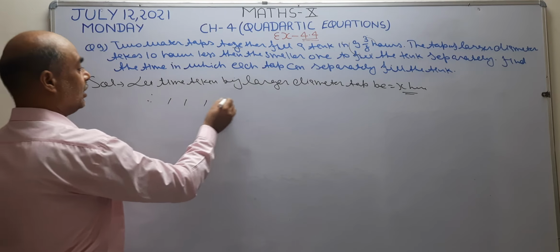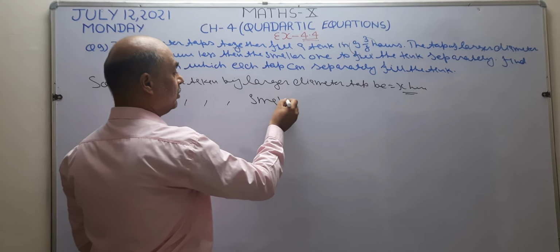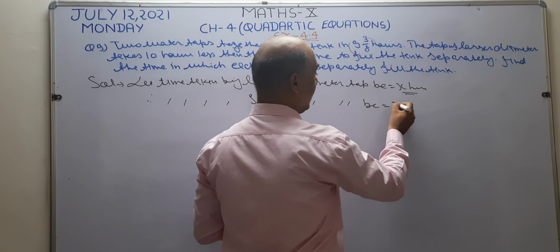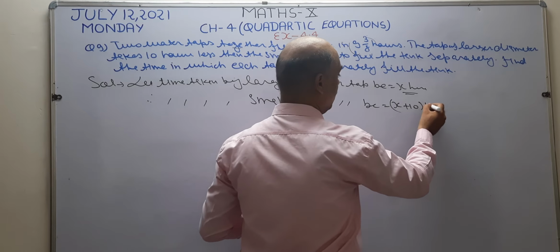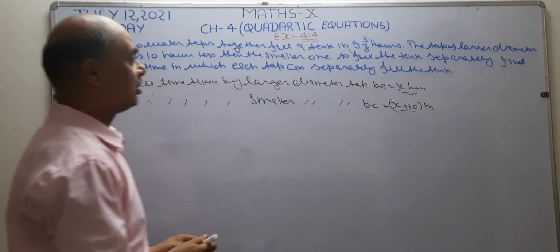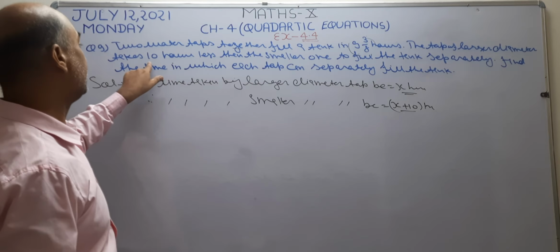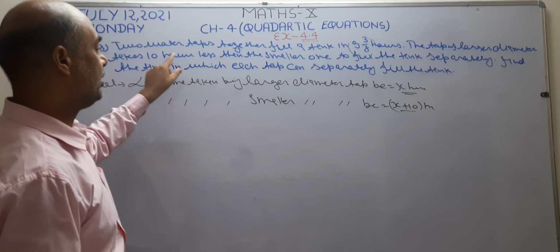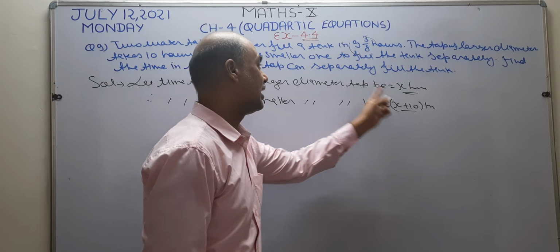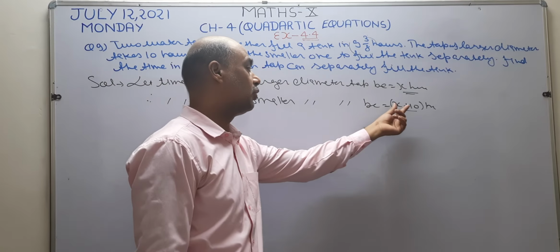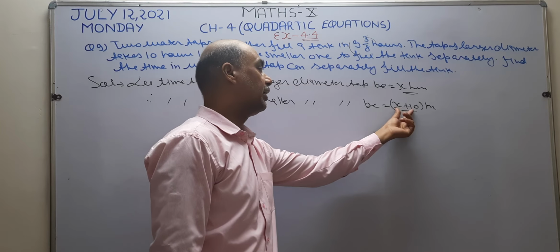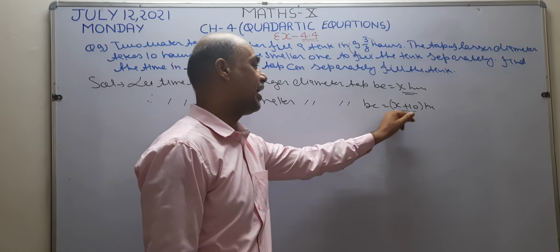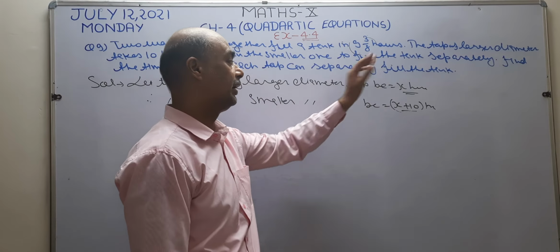Therefore, time taken by smaller diameter tap B is x plus 10 hours. Why do I write x plus 10? Because it is given the larger one is going to take 10 hours less. If the time taken by larger tap is x, it means the smaller tap is going to take 10 hours more. So I want to add the 10 hours to the smaller one. So the smaller tap is going to take x plus 10 hours to fill the tank separately.